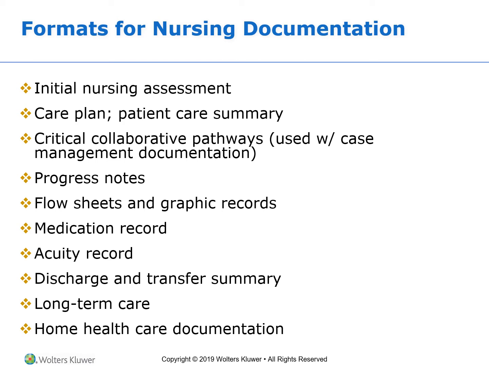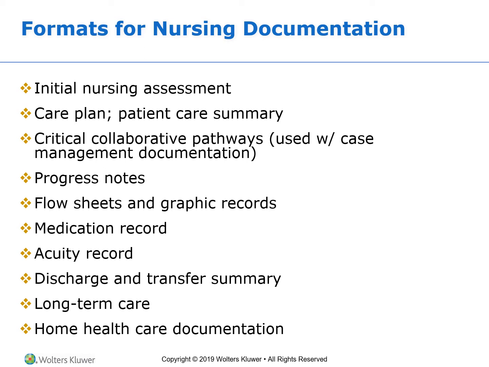Formats for nursing documentation. When the nursing process is fully implemented, nursing documentation in the patient's permanent record includes the following formats: the initial nursing assessment, the care plan or the patient care summary, the critical collaborative pathways, progress notes, flow sheets and graphic records, medication records, acuity records, discharge and transfer summary, long-term care, and home care documentation.